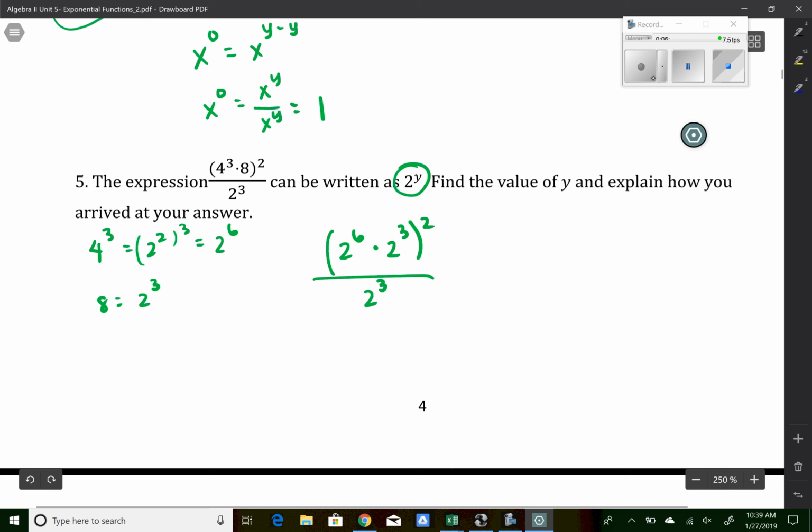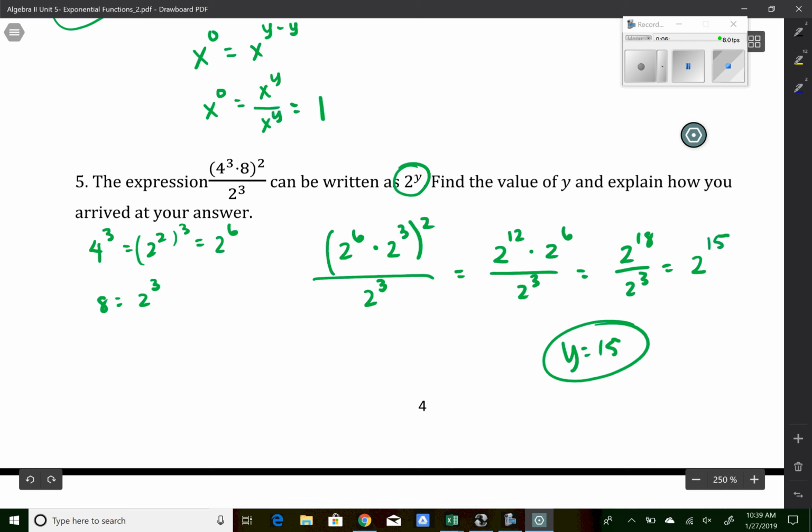I then can use that exponent raised to exponent rule to make this 2 to the 12th power times 2 to the 6th power all over 2 to the 3rd power. I can use my product rule, so when I multiply bases, I add their exponents to make this 2 to the 18th power over 2 to the 3rd power. And then when I divide bases, I subtract their exponents, which would make this 2 to the 15th power, meaning y is 15.